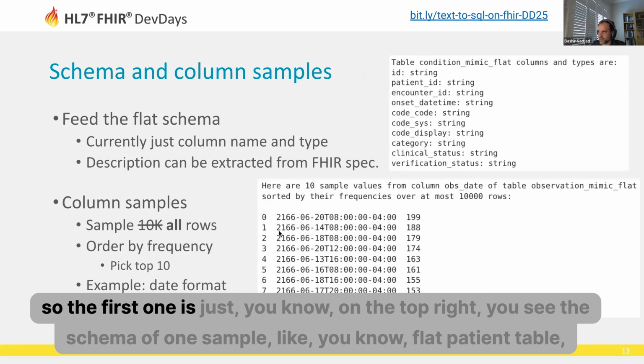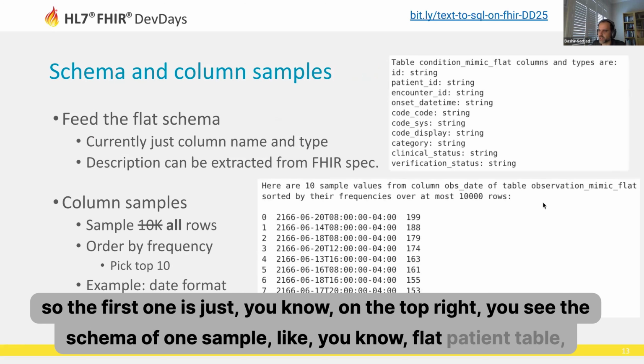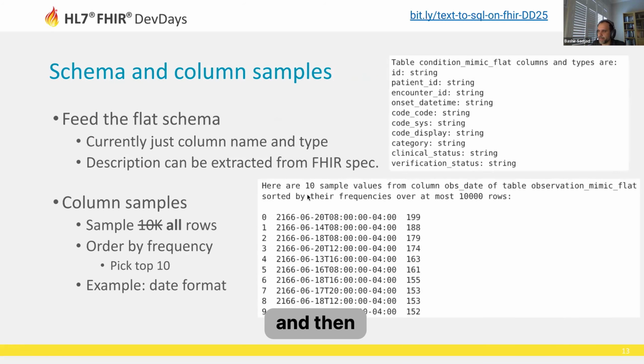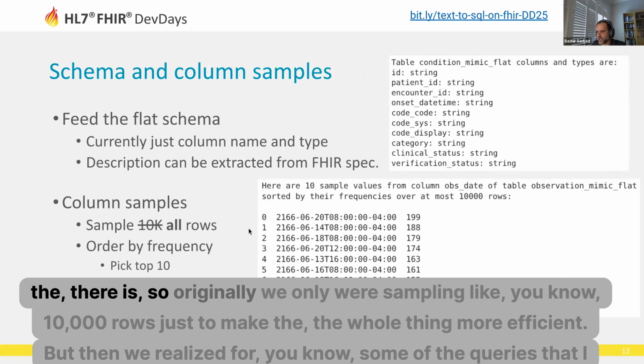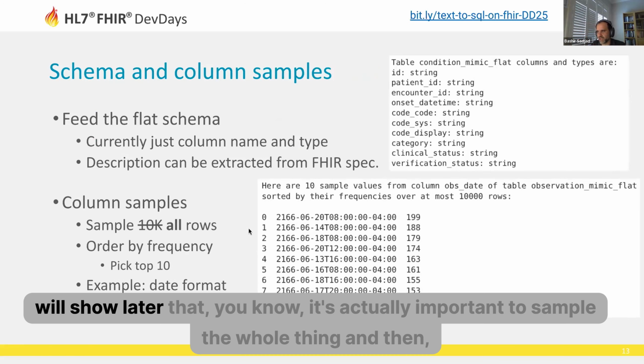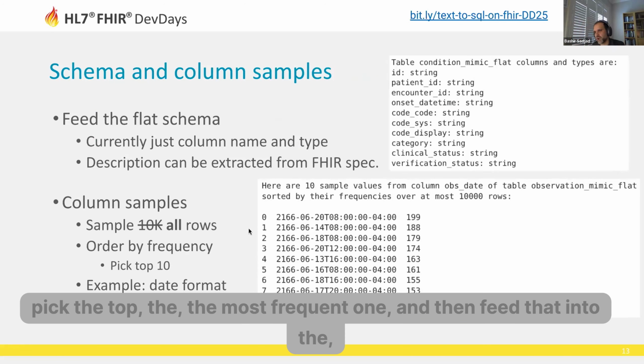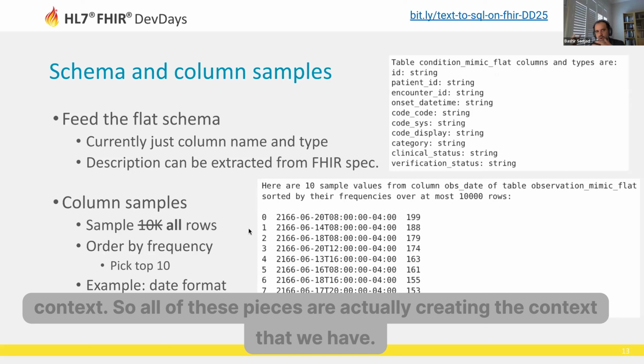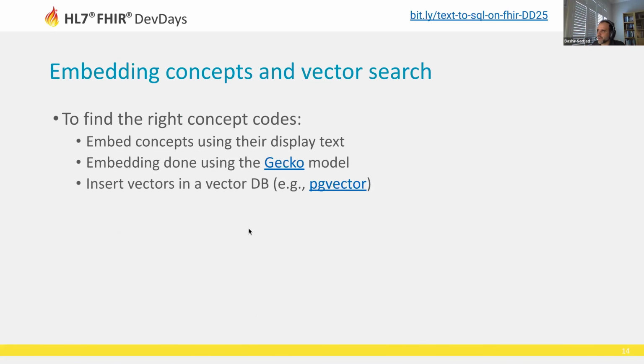I'll talk about each of these in turn. The first one is, on the top right, you see the schema of one sample flat patient table. Originally we were only sampling 10,000 rows just to make the whole thing more efficient. But then we realized that for some of the queries that I will show later, it's important to sample the whole thing, pick the most frequent values, and feed that into the context. All of these pieces create the context that we have.